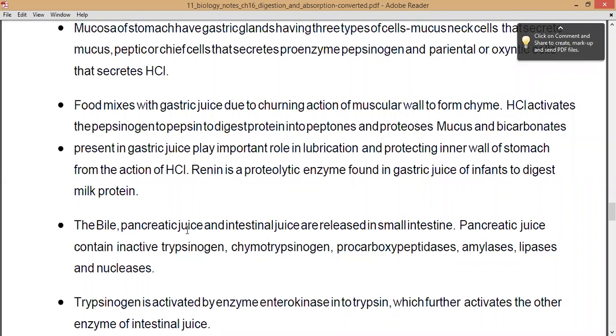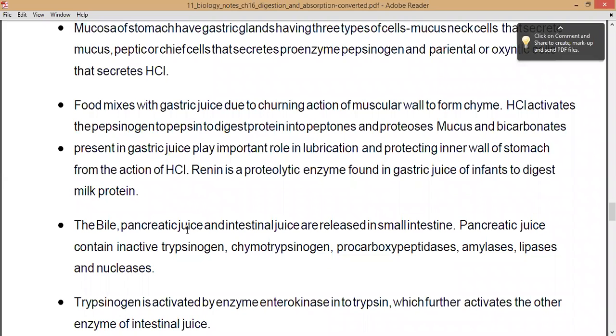But here now, once the bolus was mixed with the gastric juices, it gets converted to a semi-solid form, right? So it forms the semi-solid form, and when it comes out of the stomach, it reaches the first part of the small intestine, and that is the duodenum.